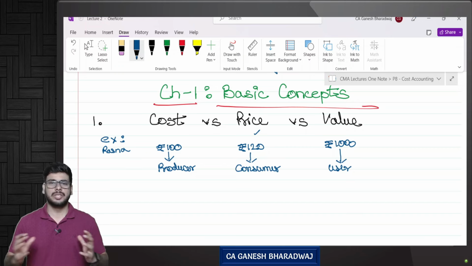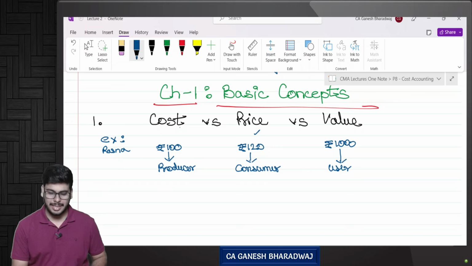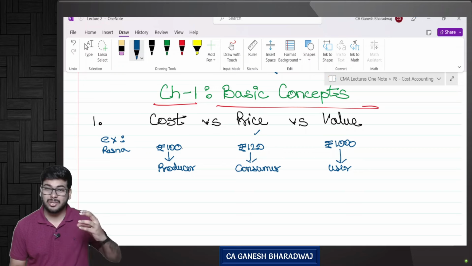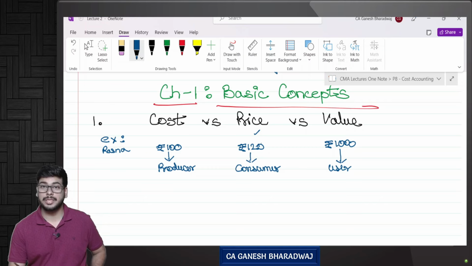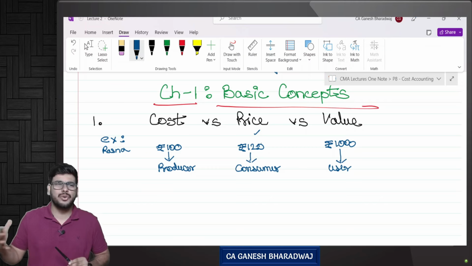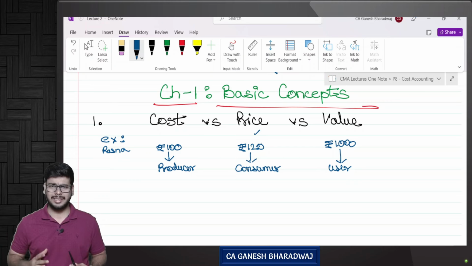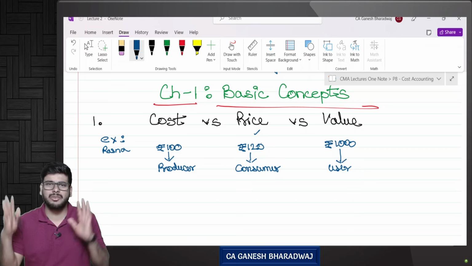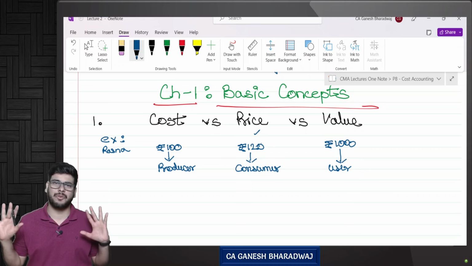So just to put things very clearly, cost in this example is 100 rupees. Cost is looked at from the viewpoint of the producer, how much he is incurring. Price, 120 rupees, is looked at from the viewpoint of the consumer, how much they are paying. And value is very subjective. Let's say I drink the same Rasna, maybe I might not feel that it's so good. I might even say the value is 0, or maybe even give a negative value to this. So there is no concrete base for value.